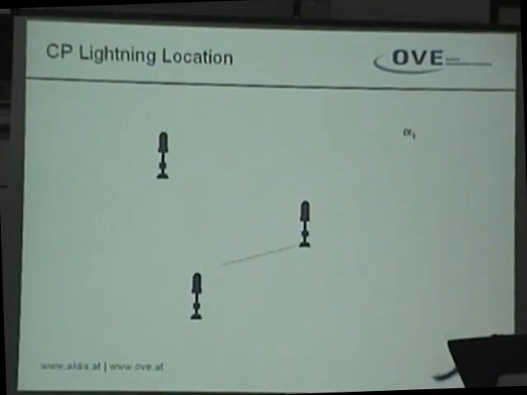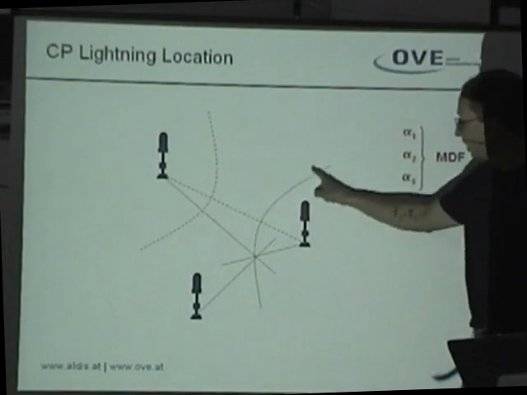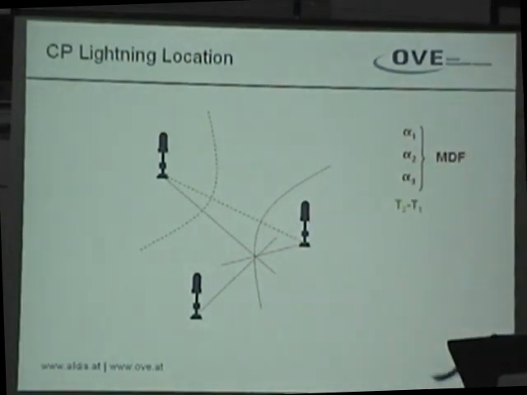And what is the central processor doing? It takes the 3 angles, and basically in this case it could already calculate the location. But I have 3 more things. Basically I have 6 values. I have times, and the times are maybe not so obvious. What you see here, this hyperbola shows the locations with the same time difference between the sensors.